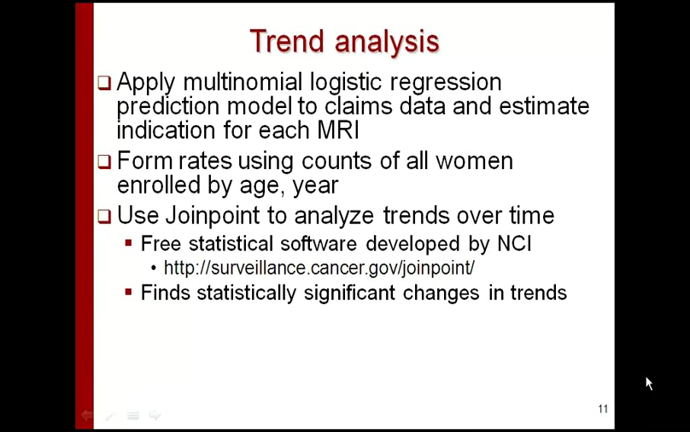So once we had our model, this is very simple. We just apply our prediction model to our claims data. We've got the rates, we know the denominators, we have population-based rates. We used Joinpoint to analyze trends over time. I don't know if you're familiar with it, but it's a nice piece of free software developed by the National Cancer Institute. They developed it originally to study trends in cancer incidence and mortality, and they use that for reporting their SEER cancer statistics. And essentially it just finds statistically significant changes in trends, and you can have a linear model or an exponential model. And it's free.